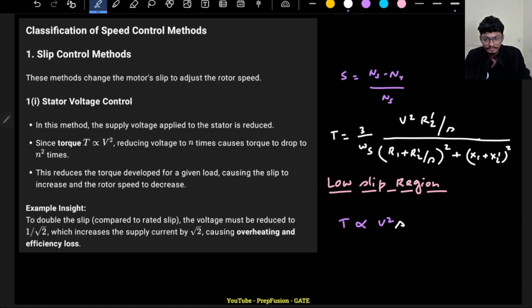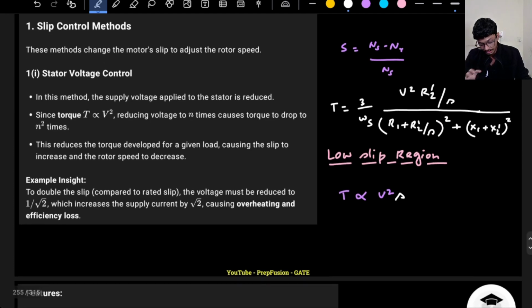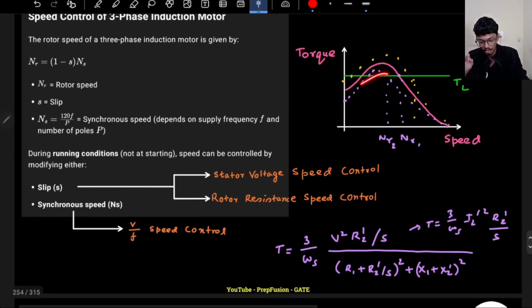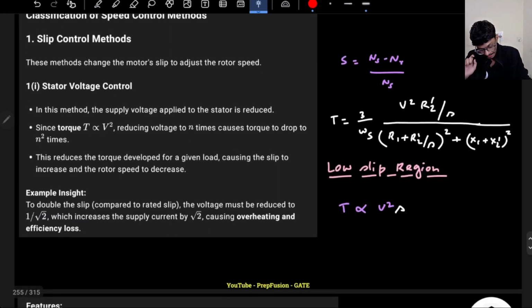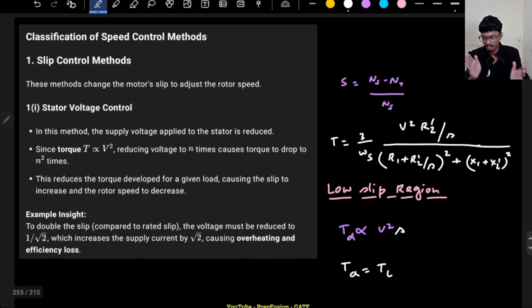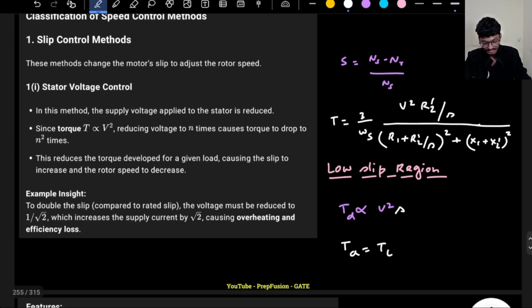Remember one thing I have told you: actually the developed torque is changing, and due to that the operating point is changing. At steady state, what must happen? At steady state, my developed torque must equal the load torque. For a certain moment the developed torque value will change and then it will stabilize, but at steady state this must be satisfied. So from here I can say directly that if the load torque is constant, then V square into S is constant in steady state.